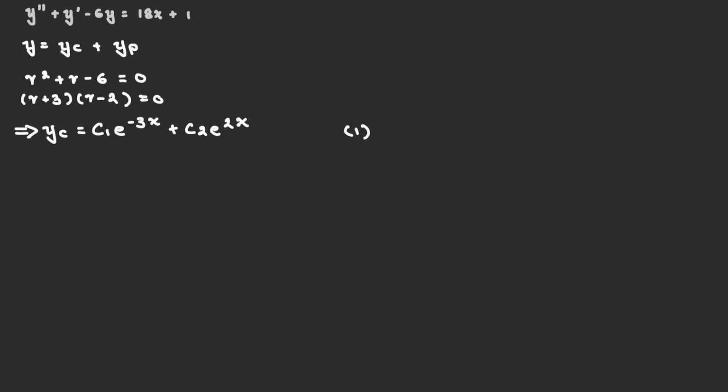As we can see here, our right-hand side is not equal to 0 as usual for solving homogeneous ODEs. We have 18x plus 1, which is in fact a polynomial form, and we will need another polynomial form to solve this non-homogeneous part. So let's call our yp ax plus b. Taking the first derivative gives a, and taking the second derivative gives 0, because a is just a constant.